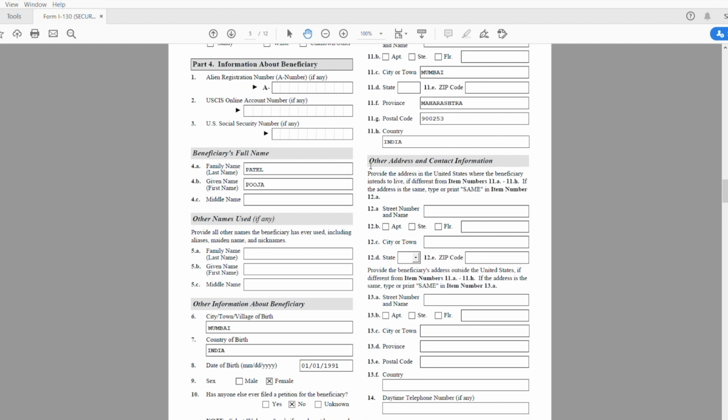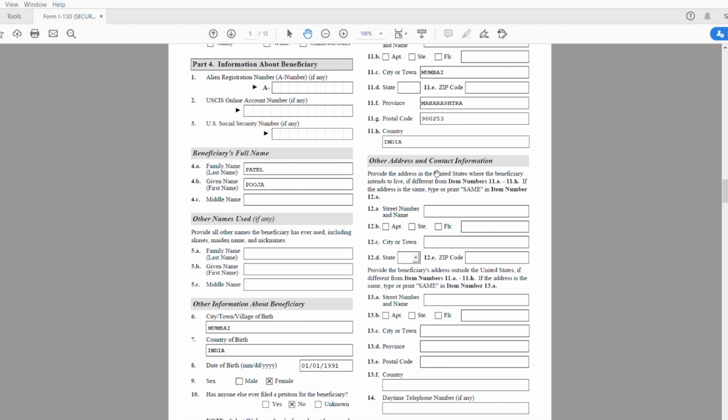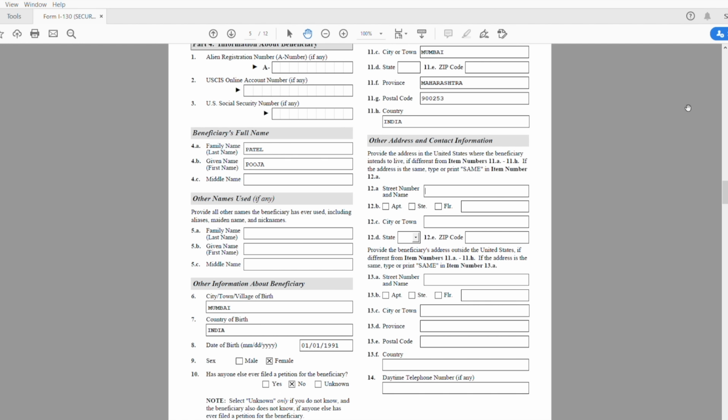Other addresses and contact information. Provide the address in the United States where the beneficiary intends to live, if different from item numbers 11A through 11H. If the address is the same, type or print same in item number 12A. So, since the U.S. address where Pooja plans to live is different than the foreign address here, currently her address is in Mumbai, India, but she plans on living with her spouse, Mr. Patel, in New York City. So we'll go ahead and enter his current address.